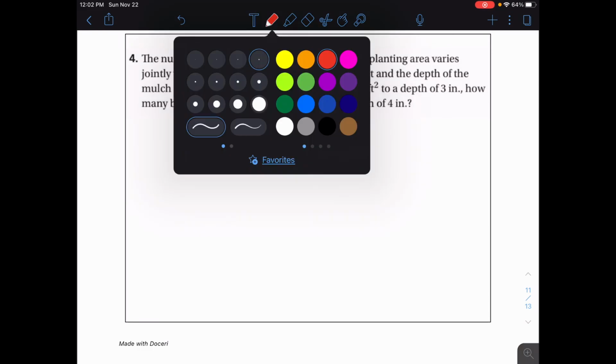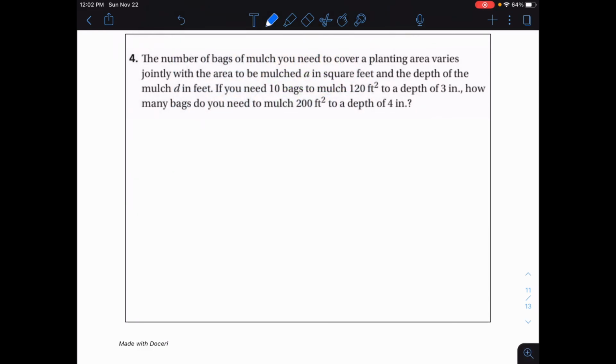All right, so here we have another problem. This one says the number of bags of mulch needed to cover a planting area varies jointly as the area of the mulch A in square feet and the depth of the mulch D in feet. So we know we have the number of bags. Jointly in this case means we're strictly sticking to multiplication. So jointly of the area A and the depth D.